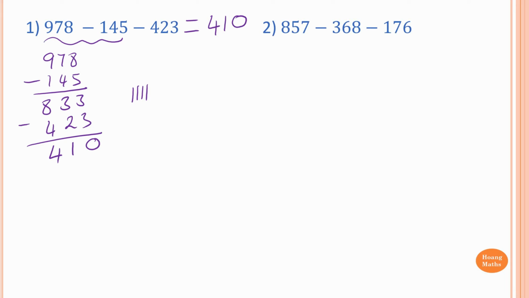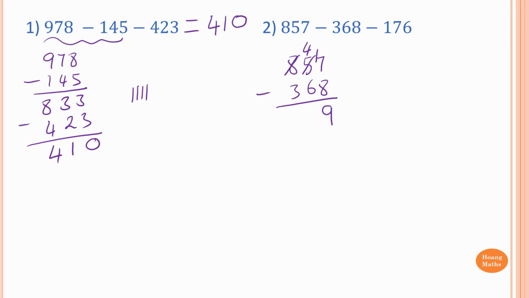Second last one. So 857 minus 368 minus 176. So we go 857 minus 368 first. So 7 cannot minus 8. So I borrow 1 from 5. So this becomes 4 and this becomes 17. So 10 minus 8 is 2. Add 7 is 9.